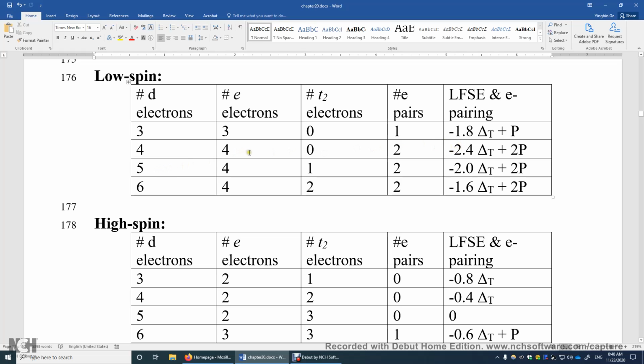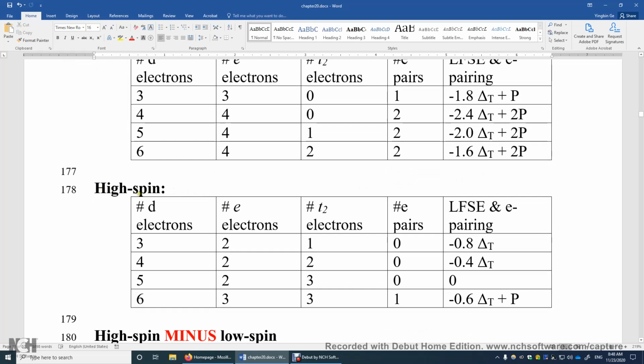What about 5 electrons? Again, you put 4 electrons in the E orbitals, and then 1 electron in one of the 3 T2 orbitals. All right? So again, you have 2 pairs, 2P here. What about this delta T? You have 4 times negative 0.6 plus 1 times positive 0.4. So that's negative 2.0. Now you have 6 electrons, 4 times negative 0.6, 2 times positive 0.4. Put them together, you get negative 1.6 delta T. Again, there are 2 pairs of electrons, so plus 2P.